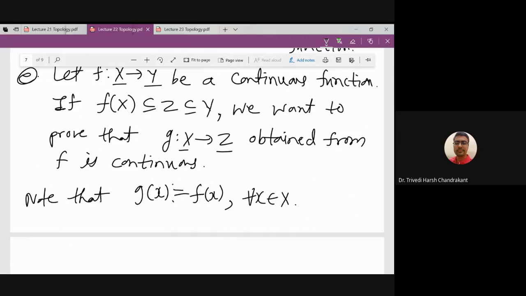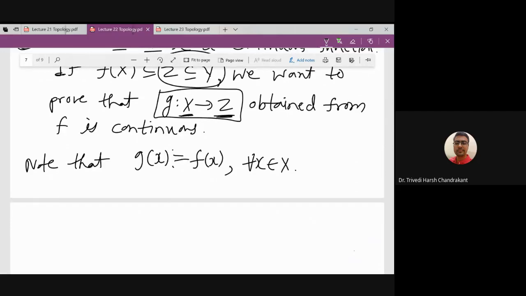So now we have to consider the subspace. To show this function is continuous, we have to consider any open set G here, and we have to show the inverse image of G is open in X. So Z is a subspace of Y.